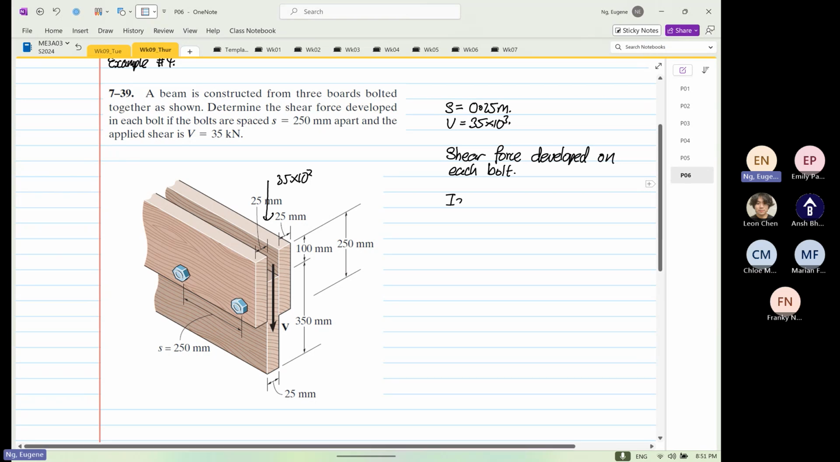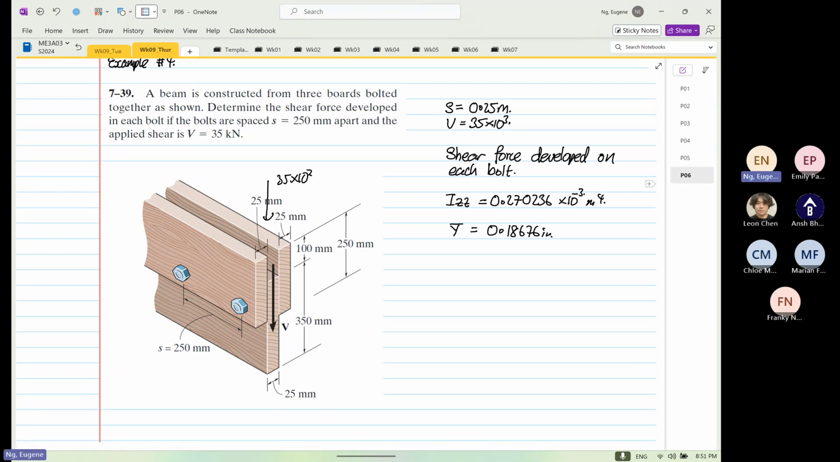So we know that Izz is equal to 0.270236 times 10 to the power minus 3 meter to the 4. And then y bar is equal to 0.18676 inches from the top. Okay, from the top. So if you look at this problem, right?